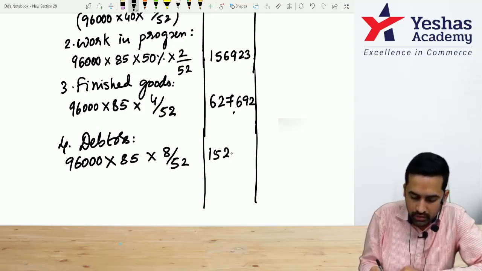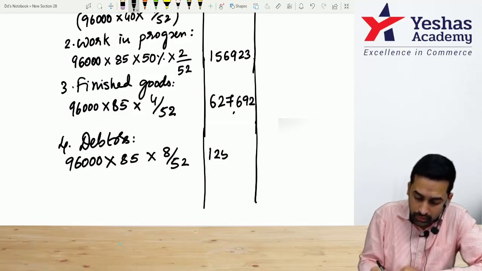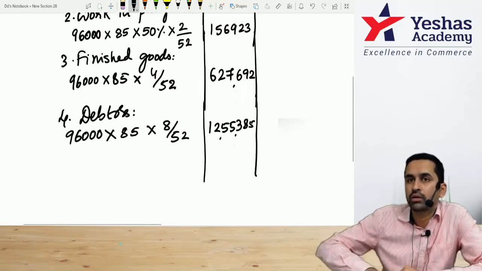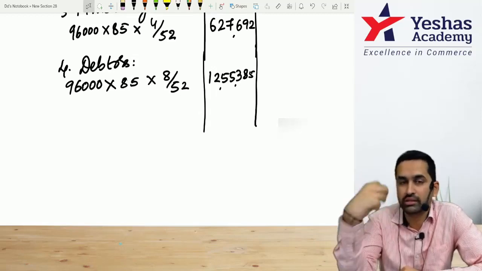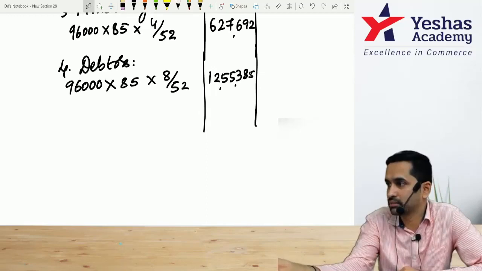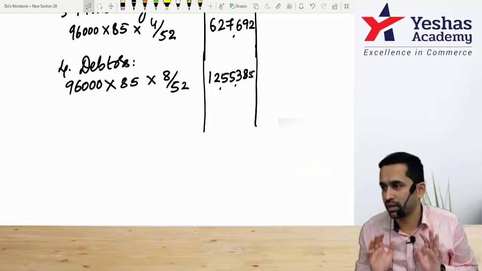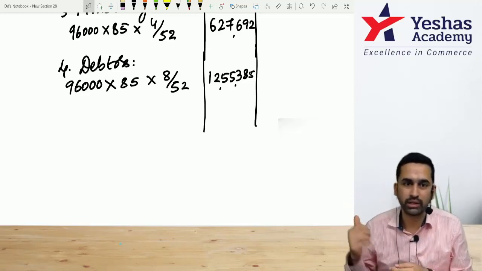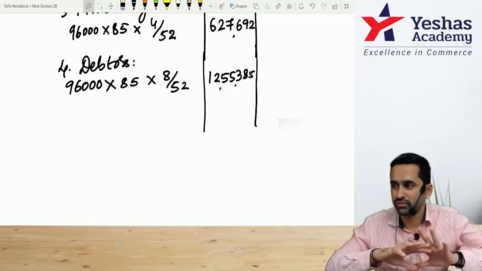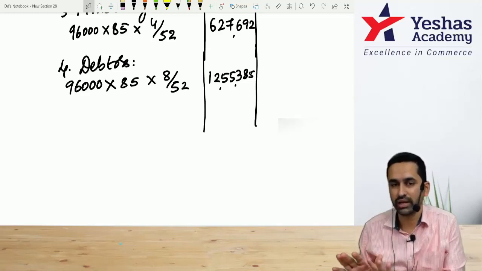1,255,385. The meaning of this is this much of my cash is in the pocket of all my debtors put together. Two ways of understanding. If all of them come and pay today, this much of cash will come back to me. Second way, applying the same logic, if all my debtors die today, this is the loss of cash to me.